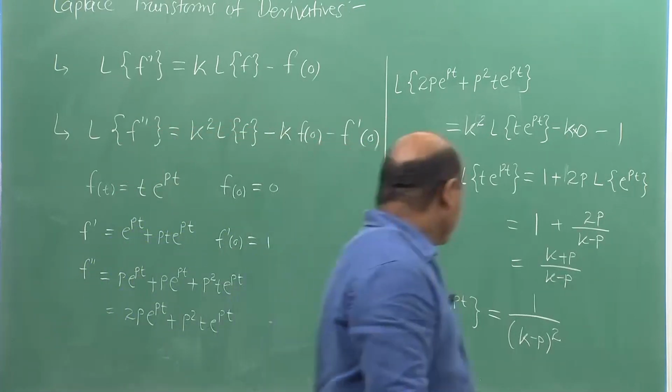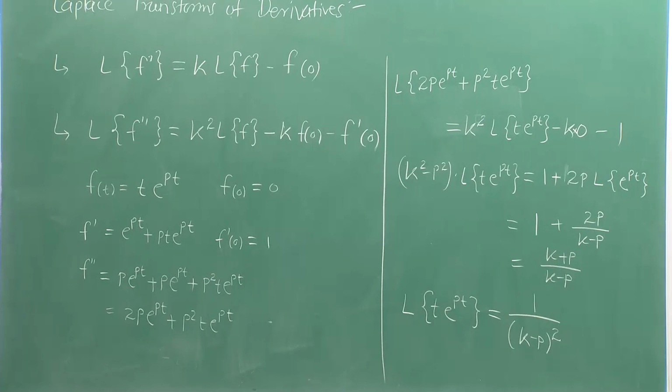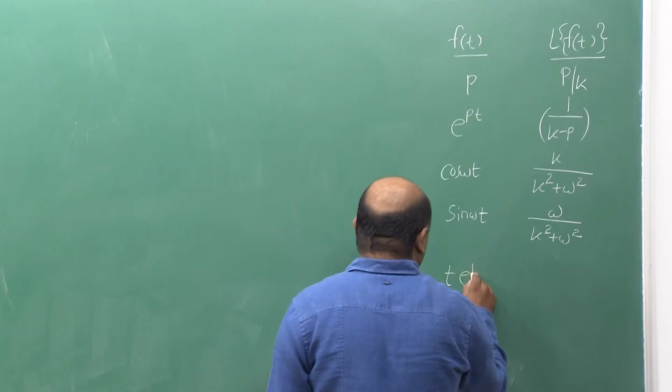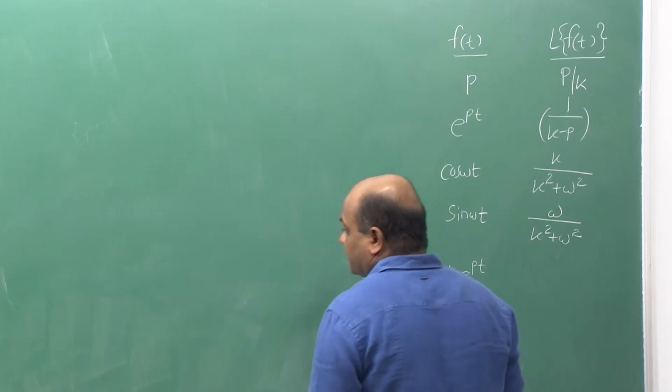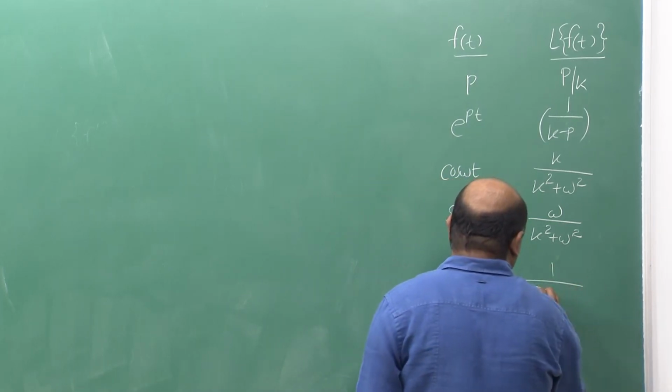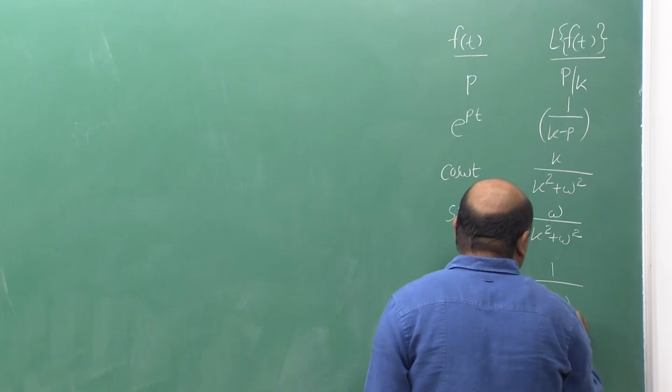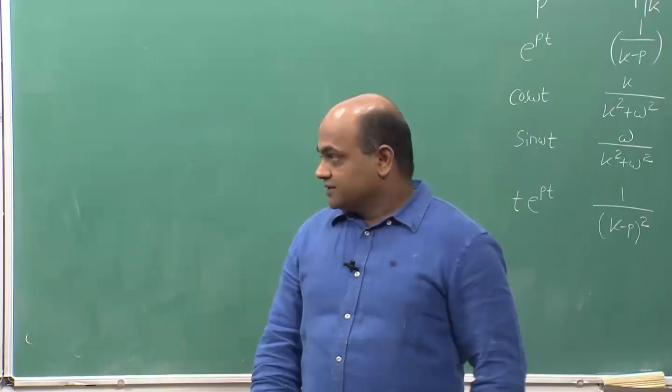Okay. So, we can write another formula here: the Laplace transform of t times e to the power pt is 1 over k minus p square. I will stop here today.